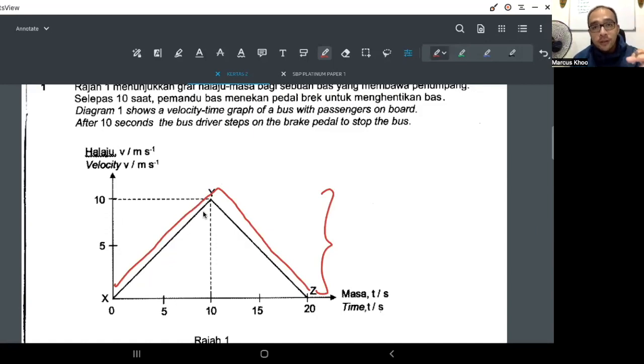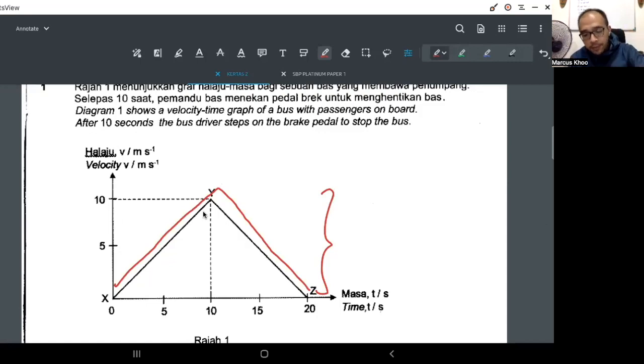The positive value of the velocity means that the object is always moving to the right. Only if it is suddenly changed to negative, then it will be moving to the left. Okay, so that's a very important thing. Only velocity time graph, don't confuse with displacement time. That's a different story altogether.